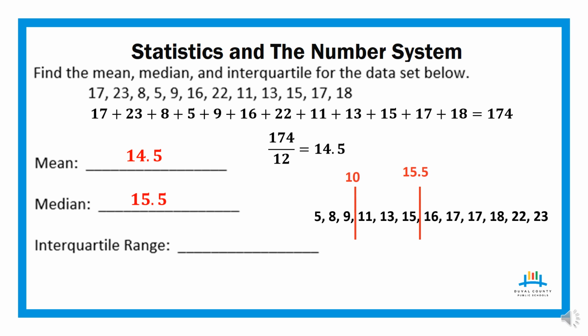For the right side of the data set, I also have 6 values, so I need to find the middle, which will be here between 17 and 18. I'll take the average of 17 and 18, and that will be 17.5. For the interquartile range, I will need to take the difference between the 17.5 and the 10 to get 7.5.